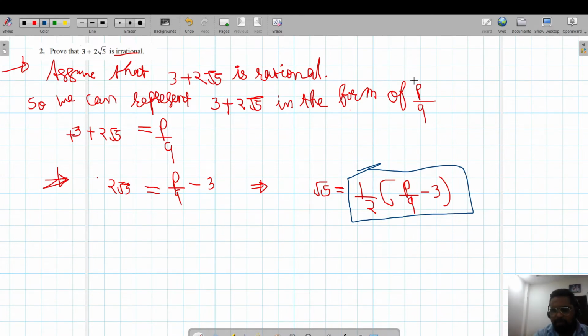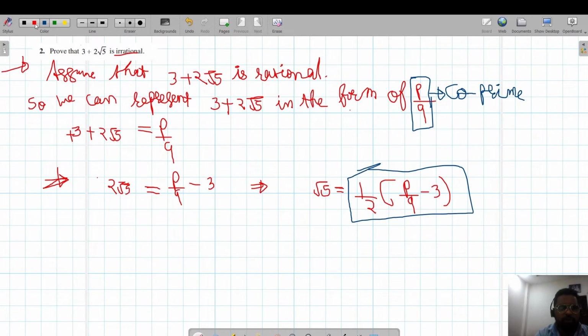Because suppose this p and q are co-prime numbers. I will just explain what co-prime means: they don't have any common factor between them. So if there is no common factor, then definitely I will get an integer here.